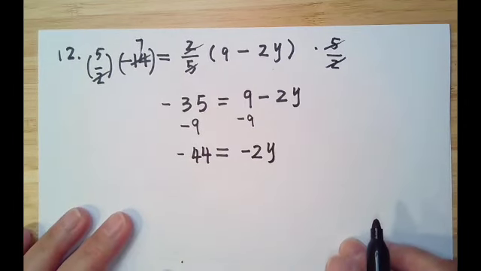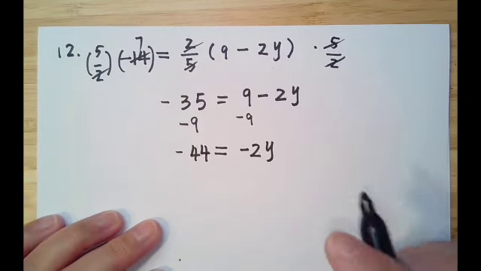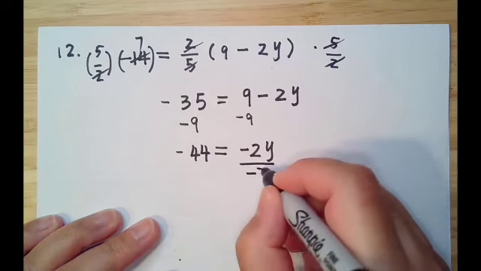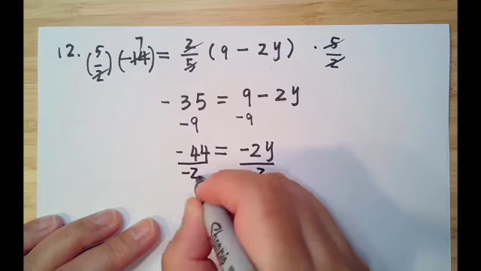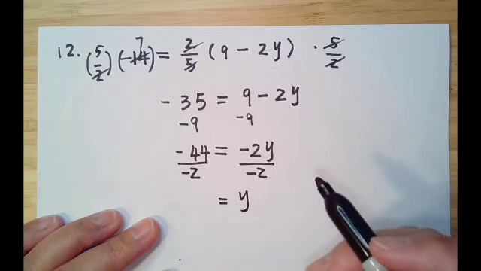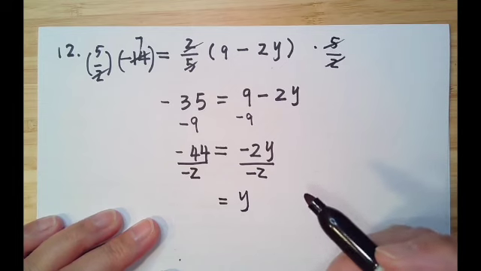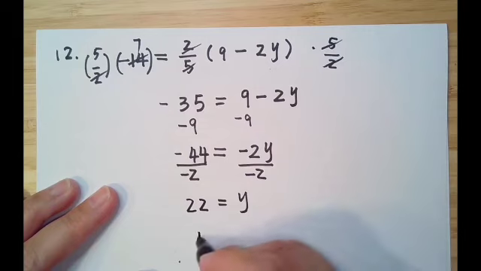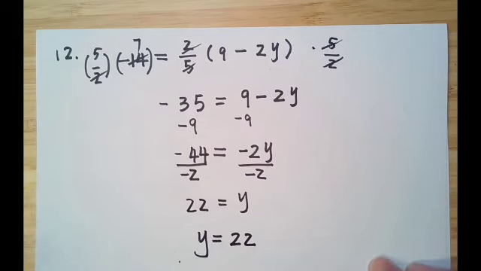Okay, already I can see the light at the end of the tunnel. We can just divide it by negative 2, and the right side I will have y, and the left side a negative 44 divided by negative 2, I have a 22. Therefore my y, the answer, is just 22.